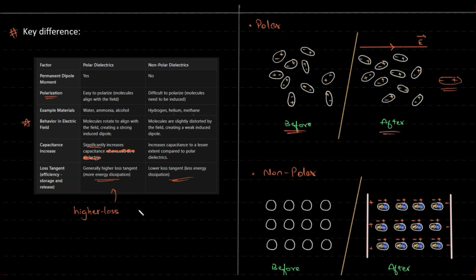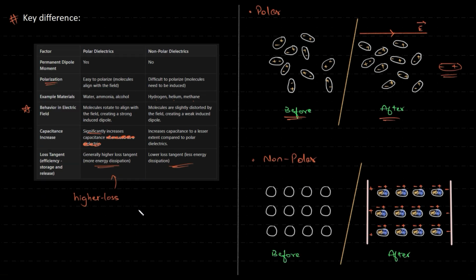Again, I would want to summarize this point. In polar dielectric, the atoms are already polarized. The thing is, they are not aligned. They don't have a general direction per se. When we expose it to an external electrical field, it will start aligning in that direction. That's the basic funda of polar dielectric.